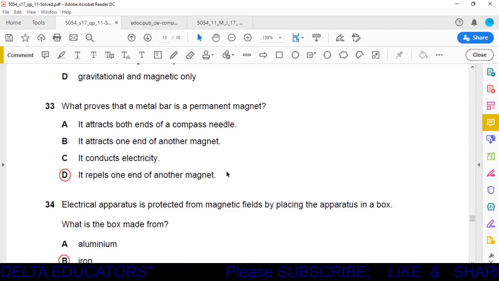It is an incorrect option. Why? Because both permanent and temporary magnets are attracted toward another magnet. So we cannot make sure whether the magnet is permanent or a temporary magnet. So option B is incorrect.